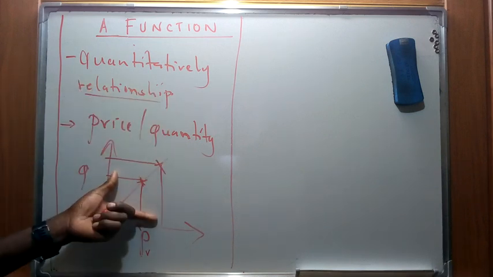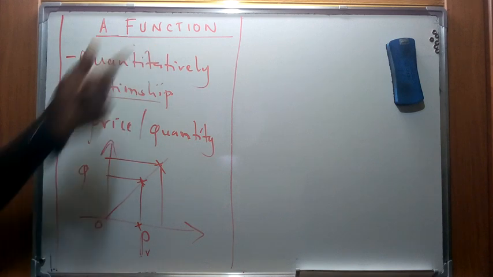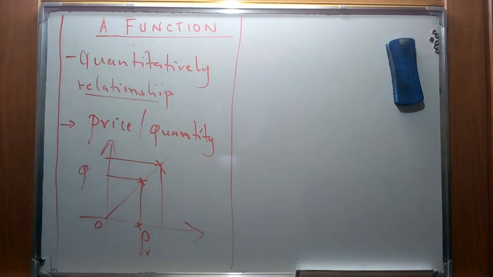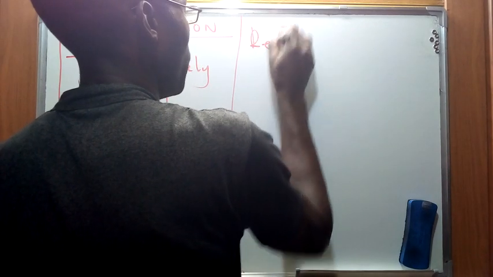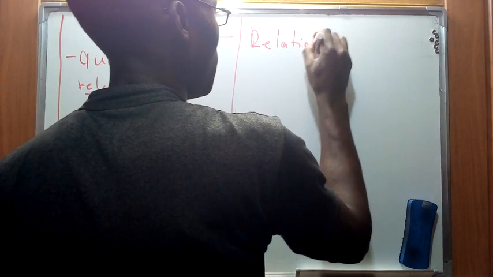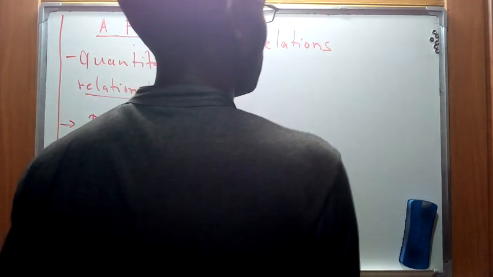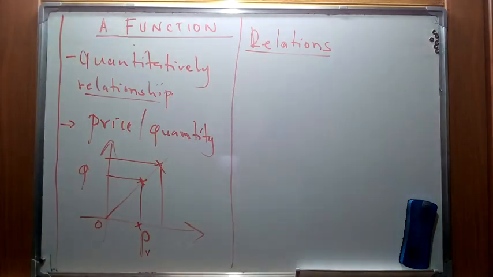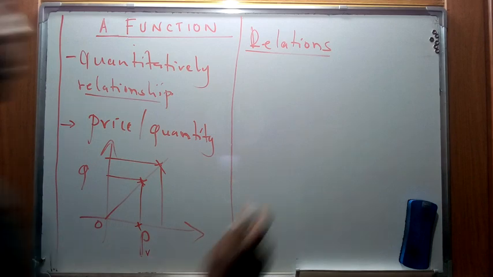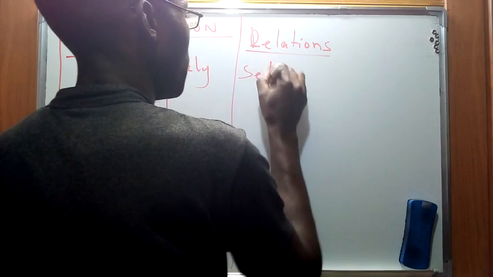So this relationship that exists can be expressed in terms of a function, and as I've mentioned, the concept of a relation, we have already discussed in one of our videos about the concept of relations. And basically we said that relations are a set of ordered pairs or related quantities or measures.